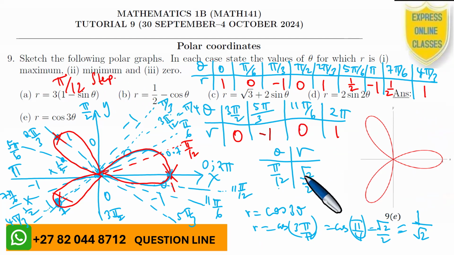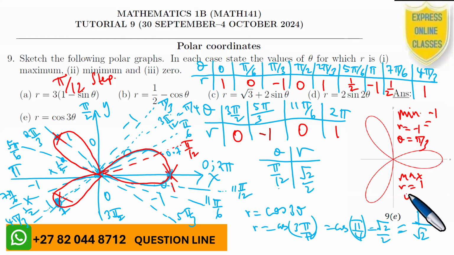But now we answer the questions in terms of the maximum and the minimum. The minimum is r equals -1 when theta is pi out of 3. The maximum is 1 when we have 0. The r equals 0 when theta is pi out of 2.